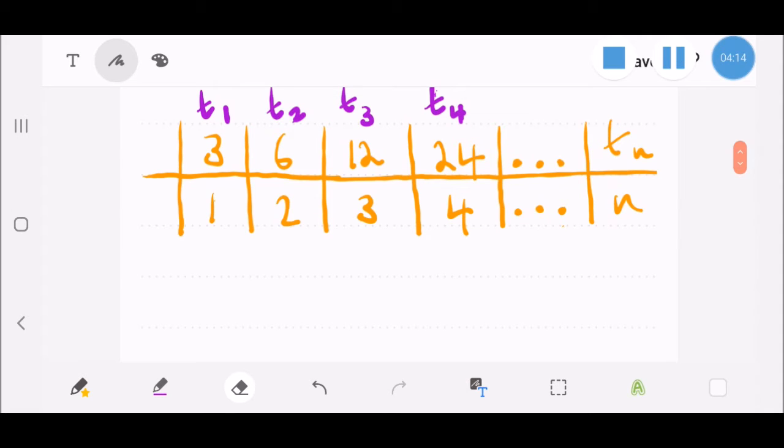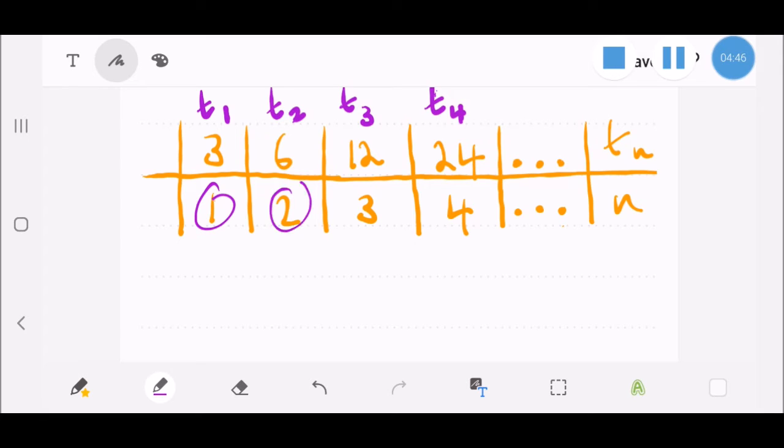So here we have a very basic example of a geometric sequence. The numbers in the top row are the terms in the sequence, and you can see in purple there I've labelled them. So we have T1 is 3, T2 is 6, T3 is 12, T4 is 24, and so on, all the way up until some Tn. And in the bottom row we have n, the term number.